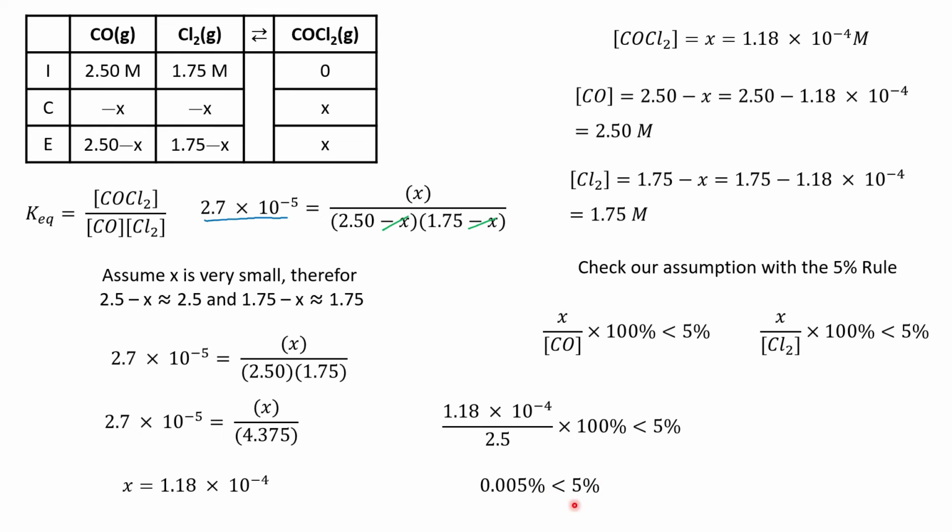0.005%. Yes, that is definitely less than 5%. Let's check for chlorine. Again, here's our value for x. This time we're going to divide by 1.75, multiply by 100%, and we get 0.007%. Yes, less than 5%. Again, we can use this simplification when our KEQ is small, and the general rule of thumb is when you have a KEQ that's 10 to the negative third or smaller.